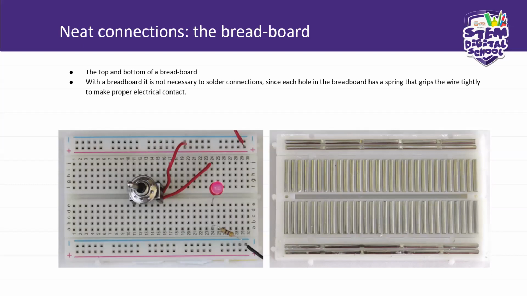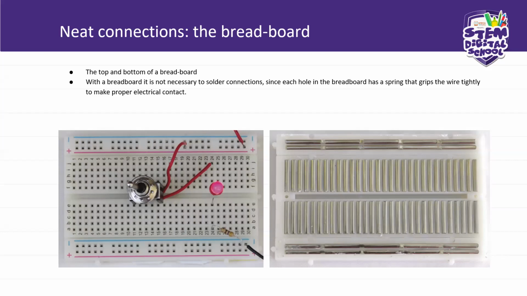A diode causes the current to flow in one direction. So you have the anode and the cathode. You need to know how to connect these on a breadboard. With a breadboard, it is not necessary to solder connections. We don't solder components on a breadboard, since each hole in the breadboard has a spring that grips the wire tightly to make proper electrical contact. Okay, yeah. So if your school has money, or if your parents do have money, they can get you a breadboard and you can practice doing proper connections on a breadboard. Okay, if there isn't money for that, don't bother your parents.